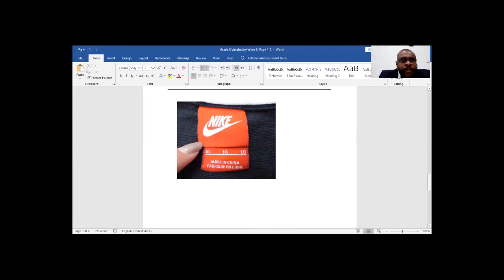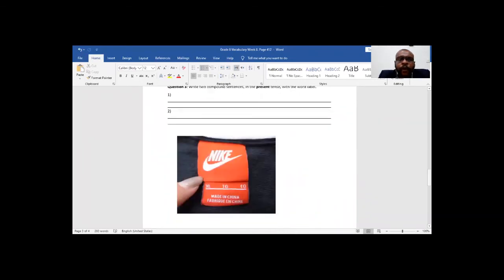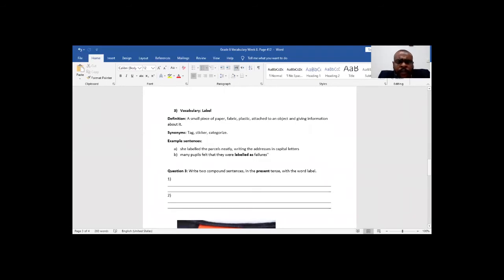So is it small, or is it medium, or is it large or extra large? And you'll find all that information on there. Some of them will even tell you where the product was made. Many of them will say made in China, made in Saudi Arabia, made in India. So a synonym for label is a tag or a sticker, but another meaning of the word label is to categorize or to group things together.